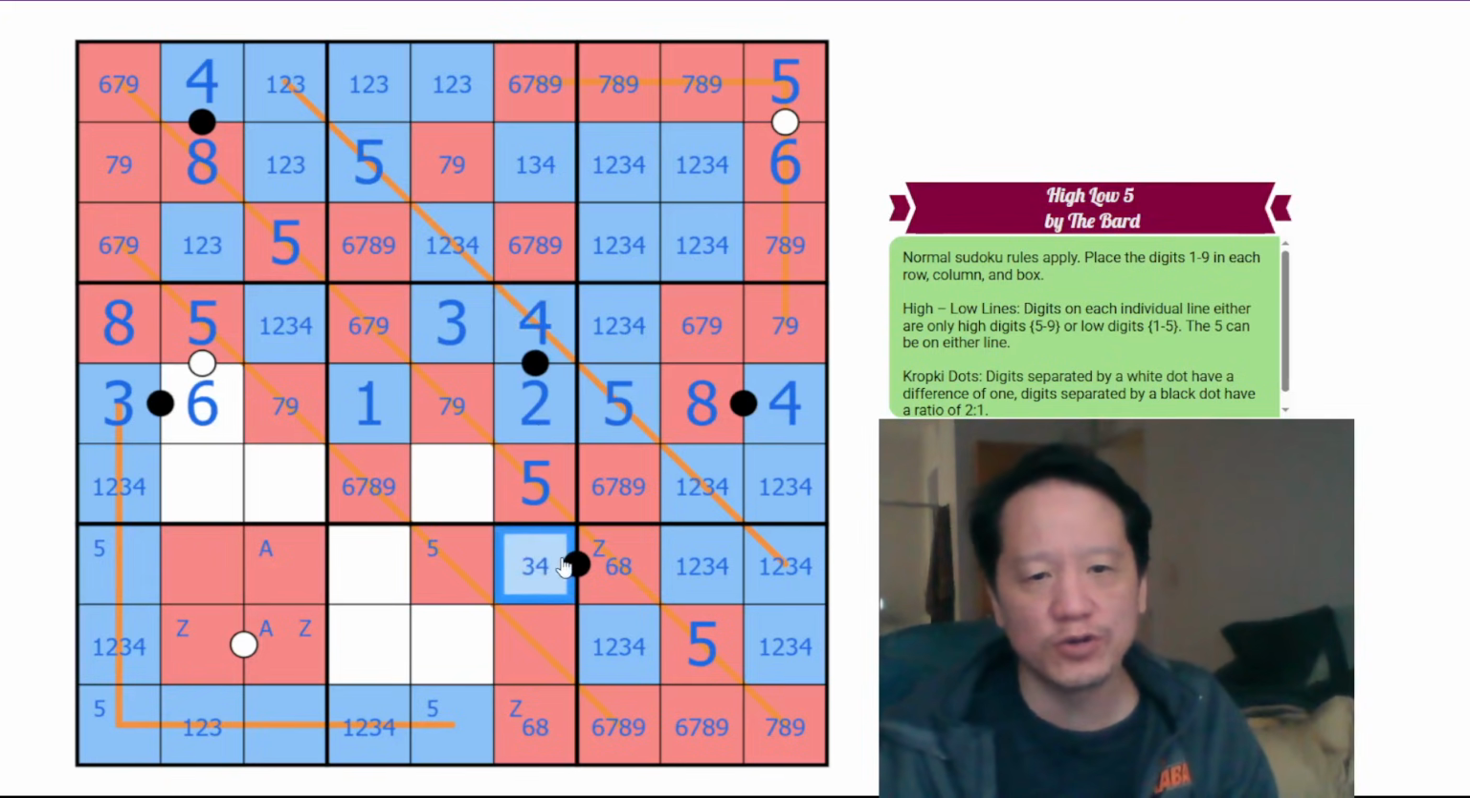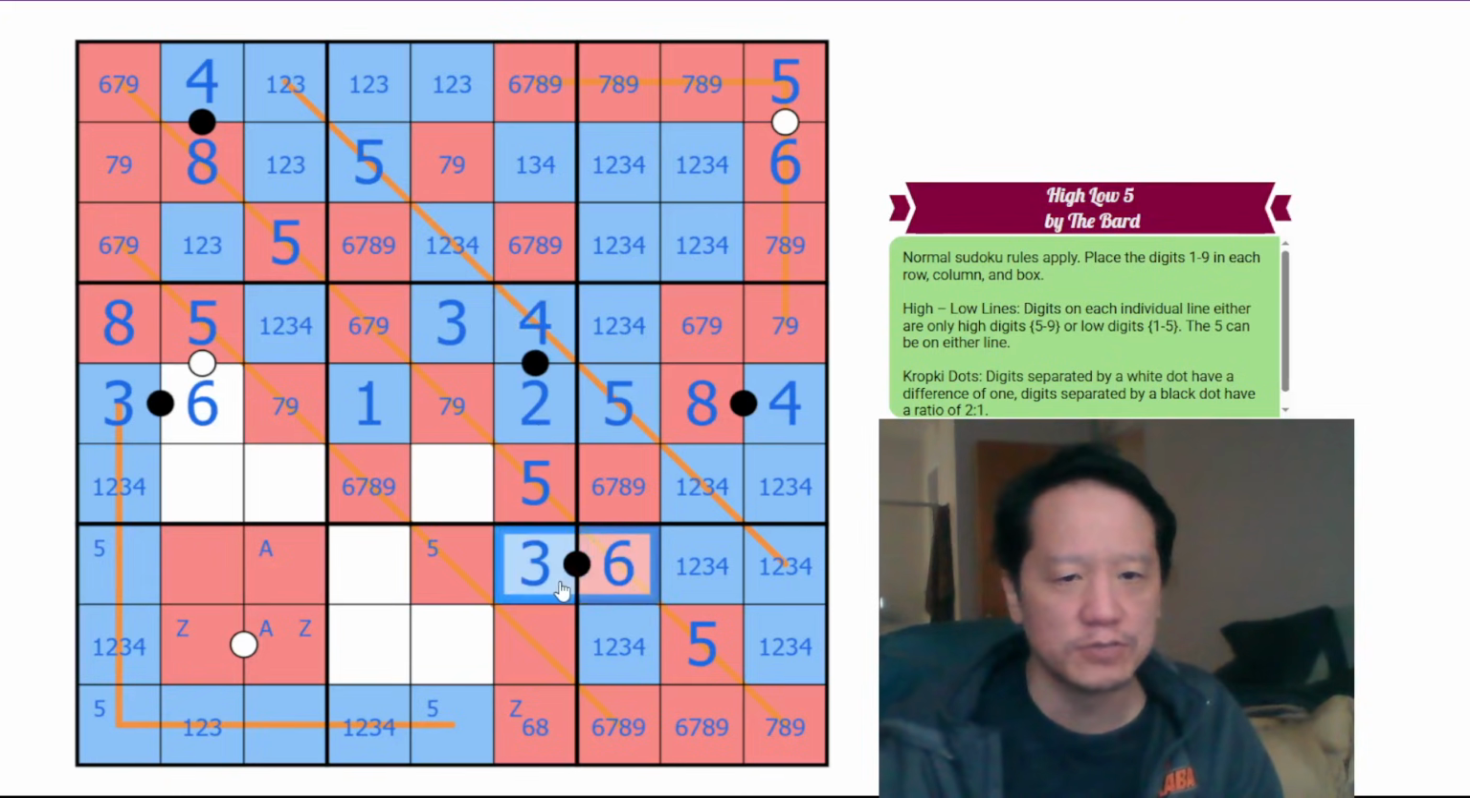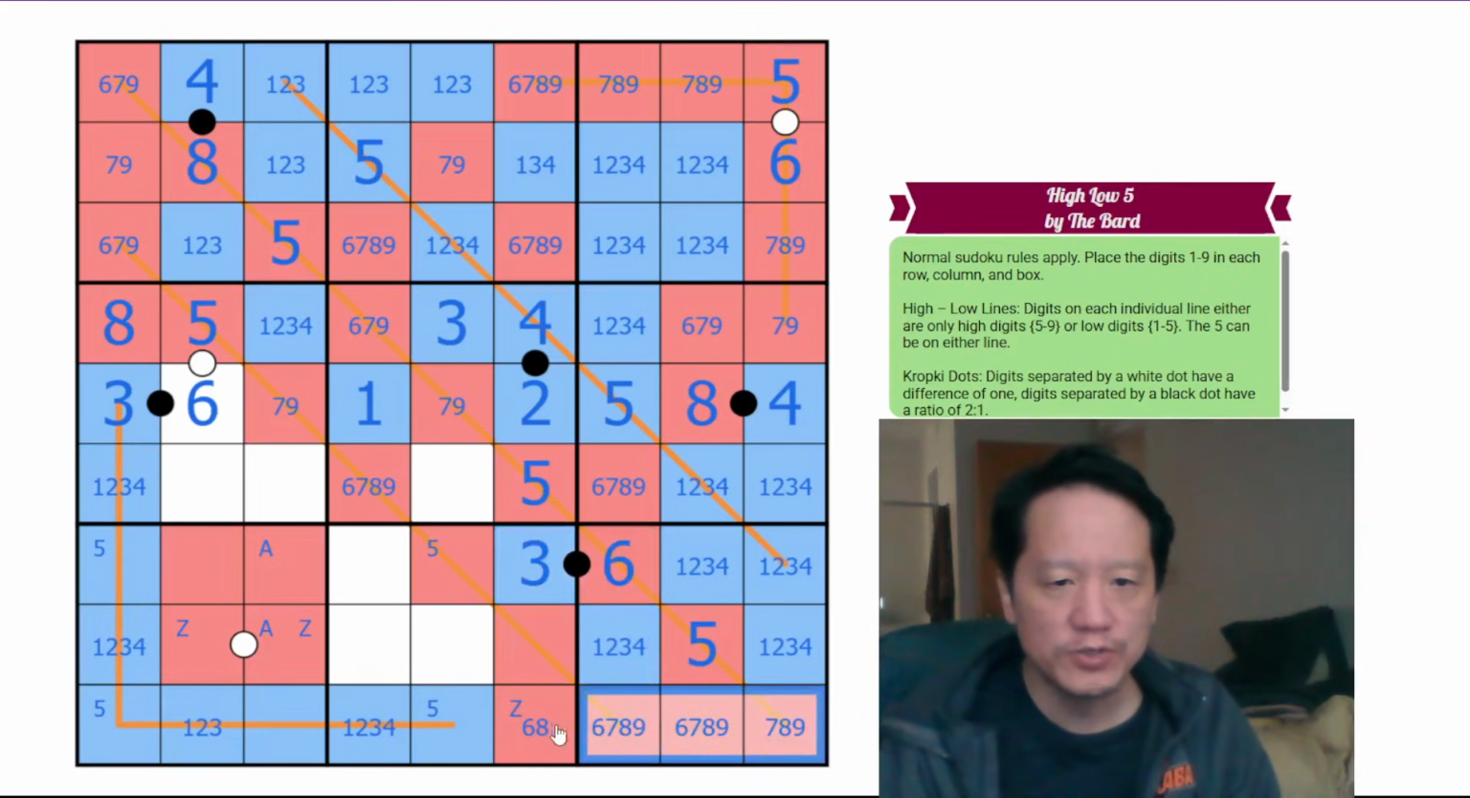4 eliminates 4 here. So that's 3 and 6 in a 1 to 2 ratio, which means this Z is 6, so 6 cannot be here. 4 eliminates 4 in the rest of box 6. This can't be 3 because of 3 in the row. No 3 or 4. No 3 here. 4 eliminates 4 from being any of those digits.